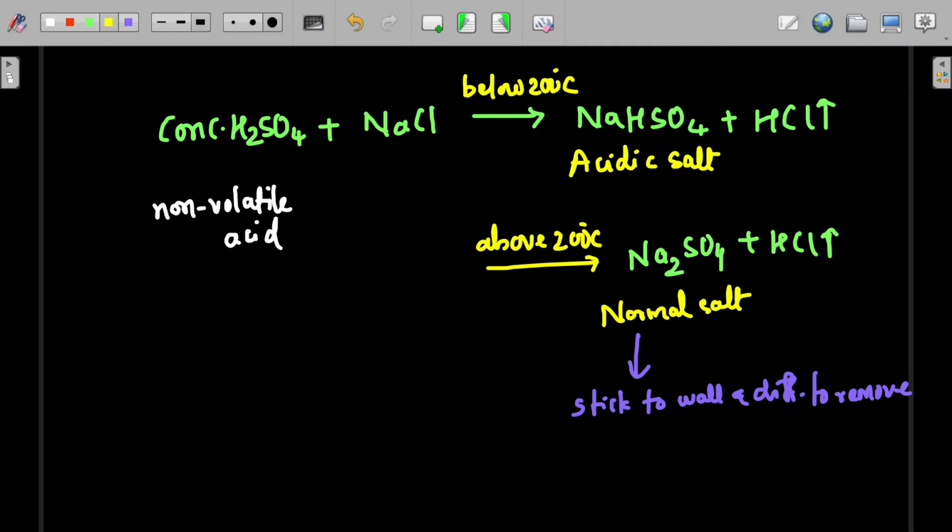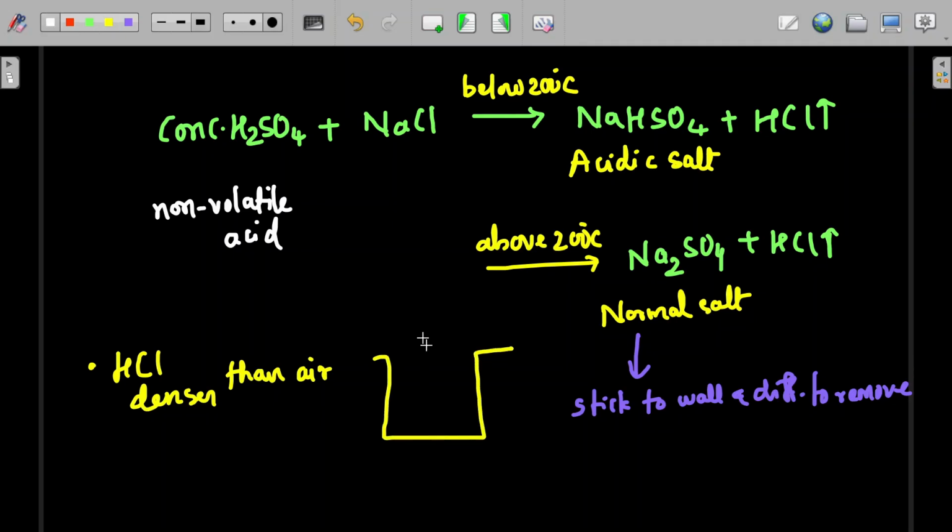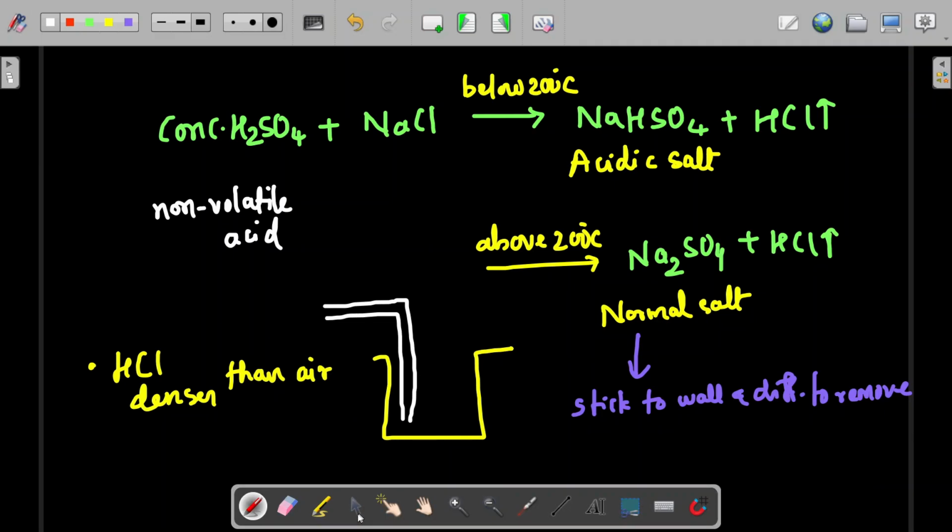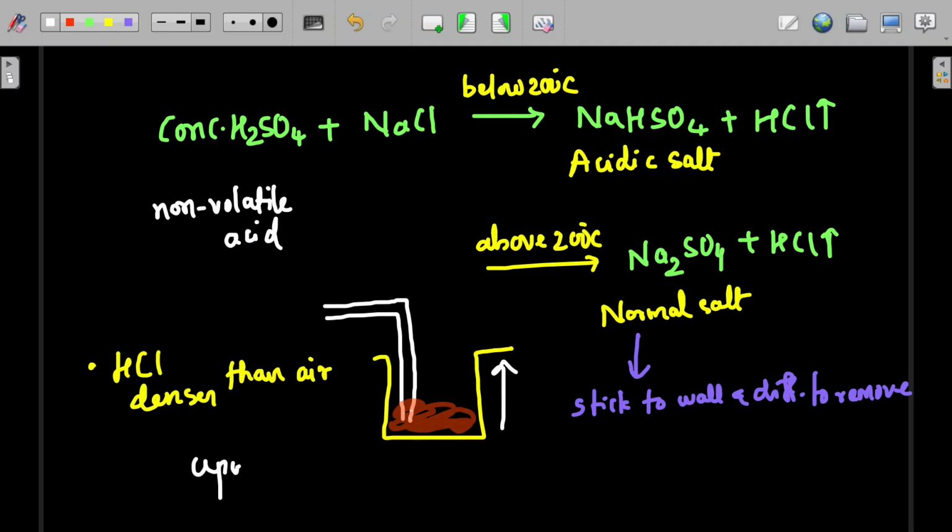Then the collection method. HCl is heavier than air. HCl is denser than air. So what we do, we take an empty beaker like this. Whatever HCl is formed, you will pass it here. So whatever air is already there inside, because HCl is heavier, it starts getting collected here and all the air will be pushed upward. Therefore, the collection method here is upward displacement of air.